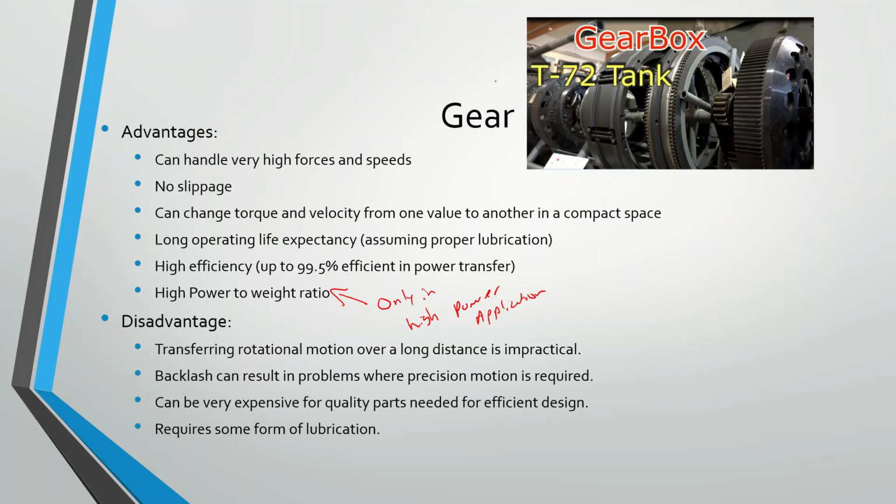Can be very expensive. That's a big one. So gears are typically made out of tool steel, or it can be aluminum. Lots of materials that they can be made out of that are typically not cheap, and just generally pretty expensive. And of course they require lubrication. So they have to be constant lubrication in a lot of applications, especially high power applications. In that case, you need to have a gearbox and some sort of fluid for the gears to be well lubricated.